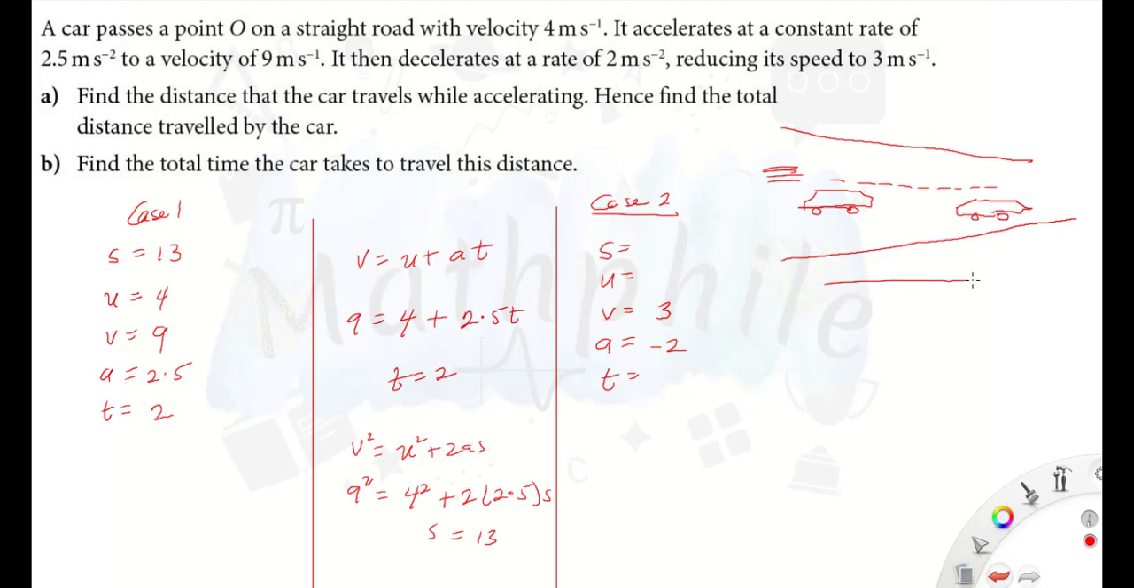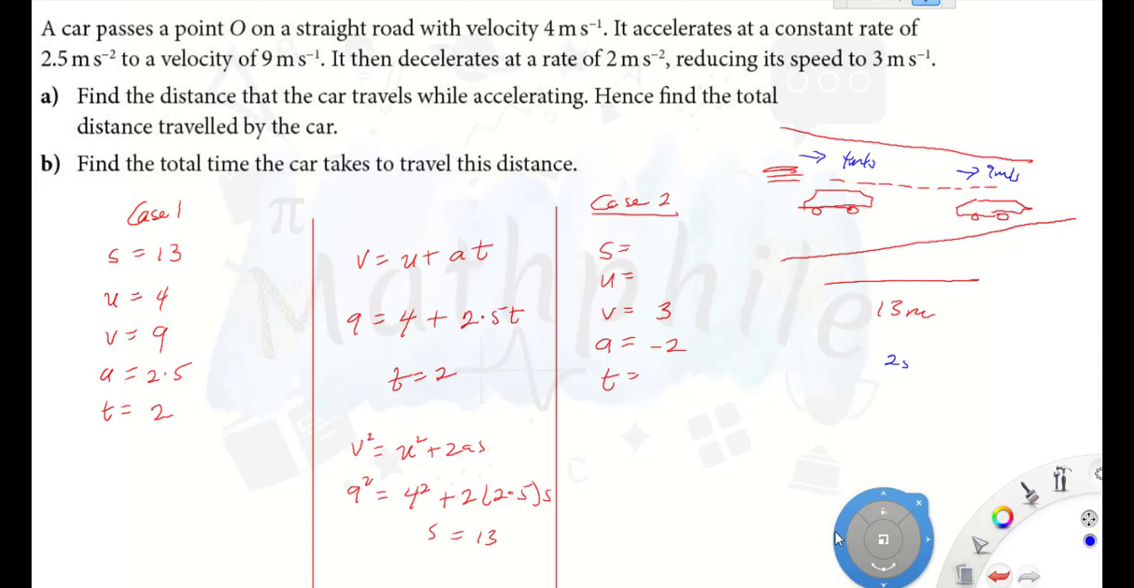The speed at this point, let me use a different ink so that I don't mess it up. The initial speed at this point was 4 meters per second, and the final speed at this point was 9 meters per second. This was the case when it was accelerating, and it covered a distance of 13 meters in 2 seconds.